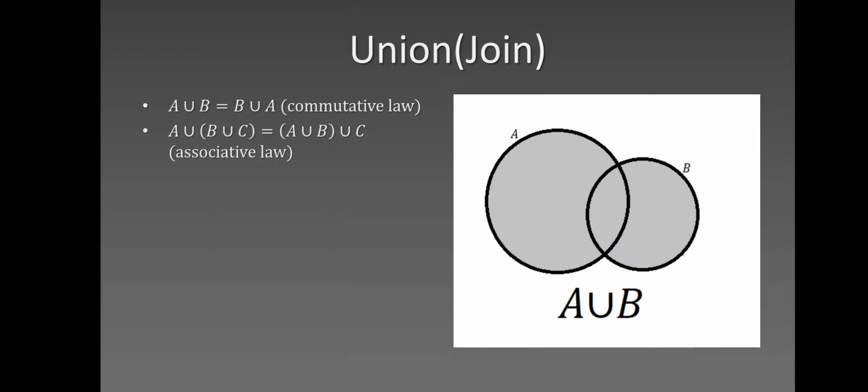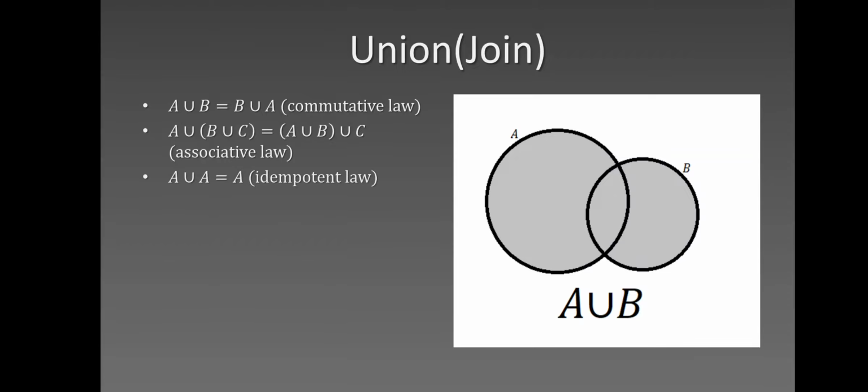Next, A union (B union C) is equal to (A union B) union C. This is called associative property. Associative property means if there are more than two sets in operation and you are taking union of all these sets, then it doesn't matter which two sets you take operation first, you are always going to get the same result.